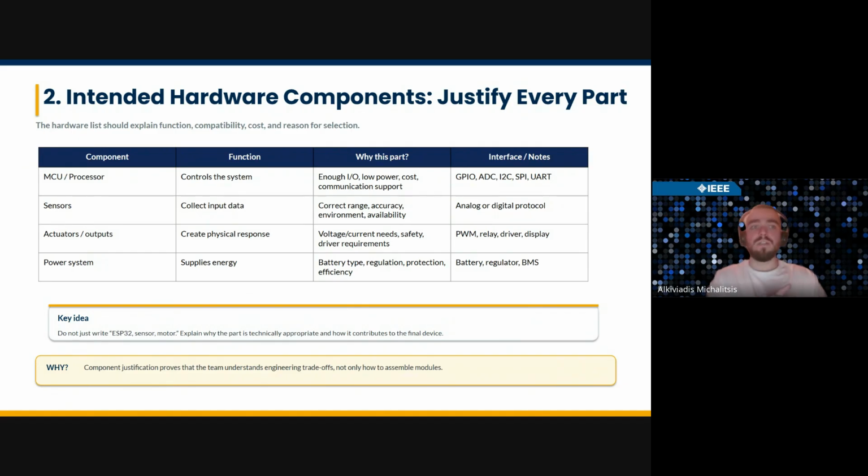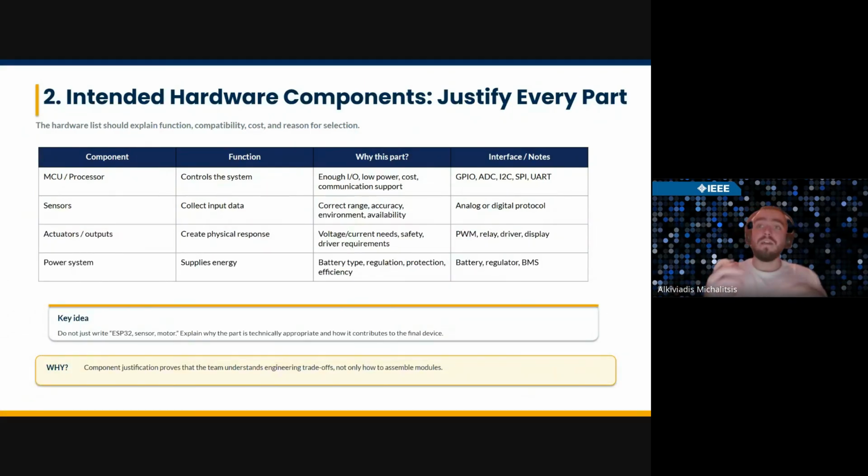So, for example, the component is my microcontroller or my microprocessor. What is the function this part is doing? It controls the system, for example. Not that general, but yes. And why do we use this part?